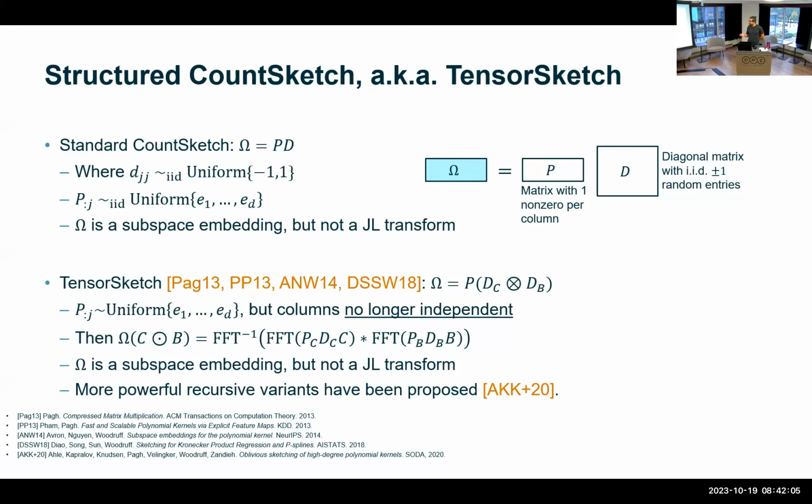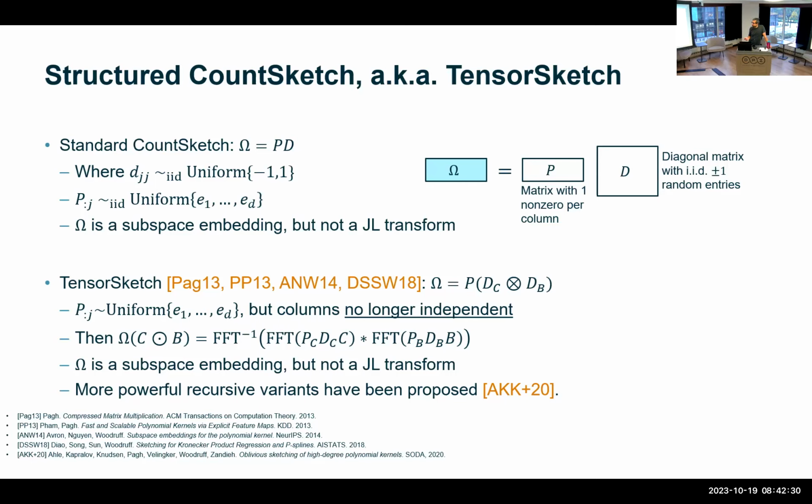And this turns out to not be a Johnson-Lindenstrauss transform, but it is a subspace embedding, which is sufficient for these kinds of least squares problems. And you don't have to actually form this. If you were to apply it, you can implicitly apply it to a matrix by thinking about the action of this matrix on another matrix.